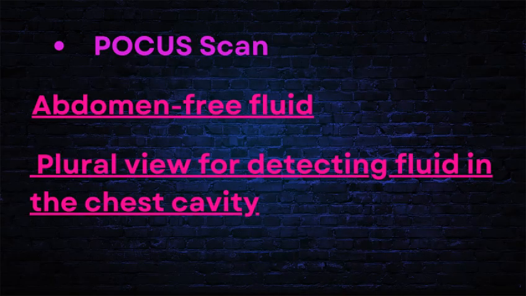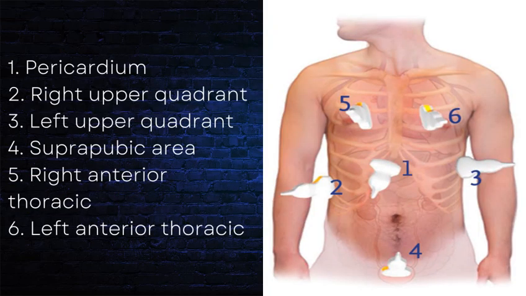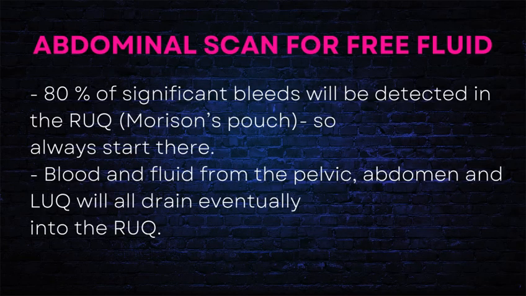Let's discuss abdomen free fluid and pleural view for detecting fluid in the chest cavity. 1. Pericardium. 2. Right upper quadrant. 3. Left upper quadrant. 4. Suprapubic area. 5. Right anterior thoracic. 6. Left anterior thoracic. Abdominal scan for free fluid.